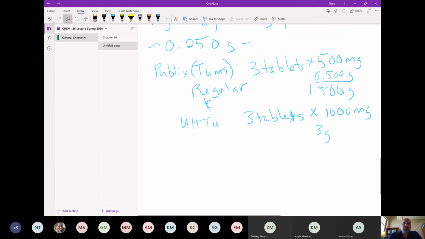And the last one we're going to be using is the Maalox equivalent, of which we're going to do 20 milliliters. A typical dose is measured as 5 milliliters, which contains 200 milligrams of aluminum hydroxide and 200 milligrams of magnesium hydroxide.